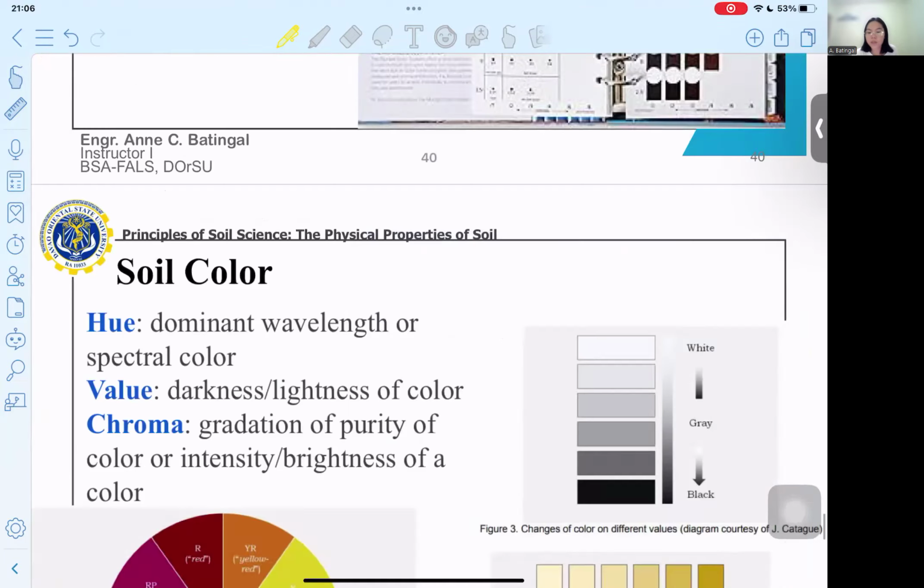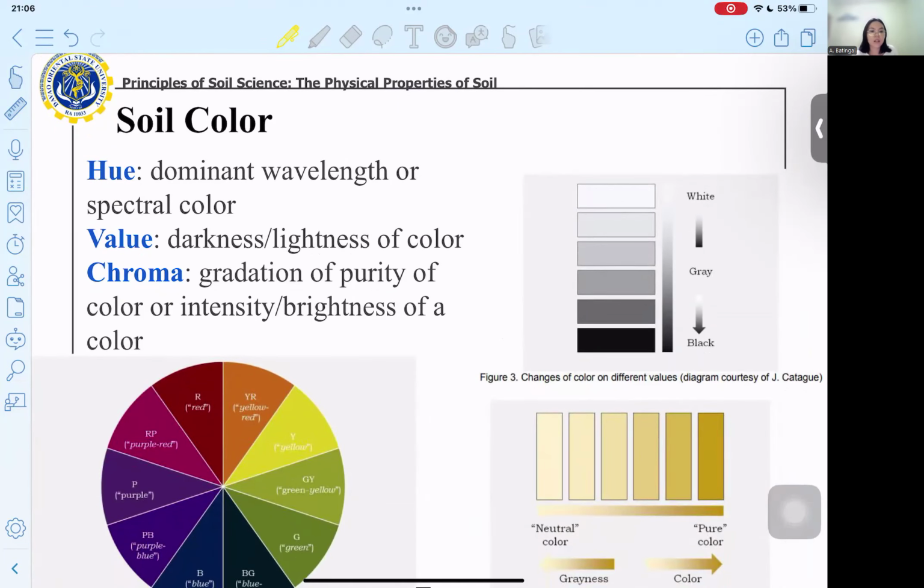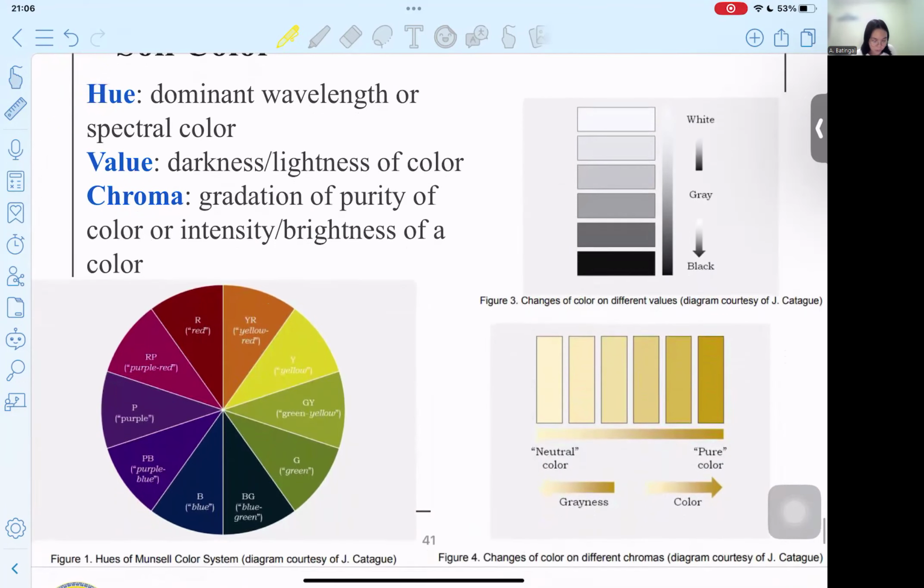Okay, so in terms of soil color, we have three variables. You have the hue, value, and chroma. Now, your hue refers to the dominant wavelength of your soil color. So, either red, yellow, purple red, purple blue green, green yellow, or yellow red. When you talk about the value, it refers to the darkness or lightness of your color.